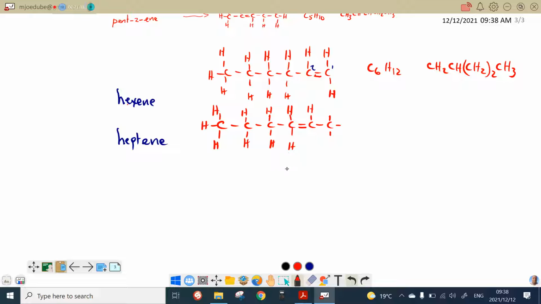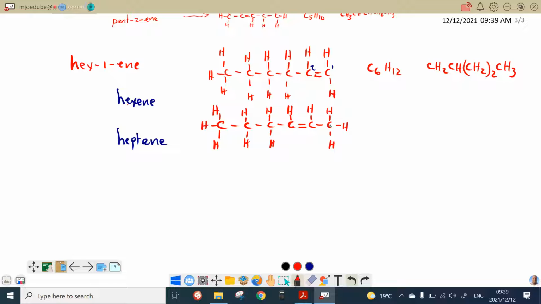No, this is too much. I've put in too many hydrogens here. Remember, there must always be 4. Again, this is carbon number 1, number 2. So when you name this, this is going to be carbon number 1, and it's got 6 carbons. So it's hex-1-ene.